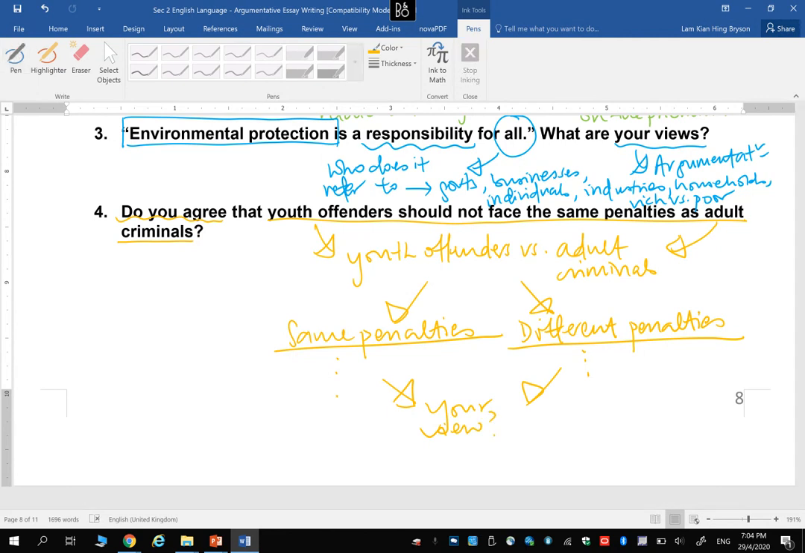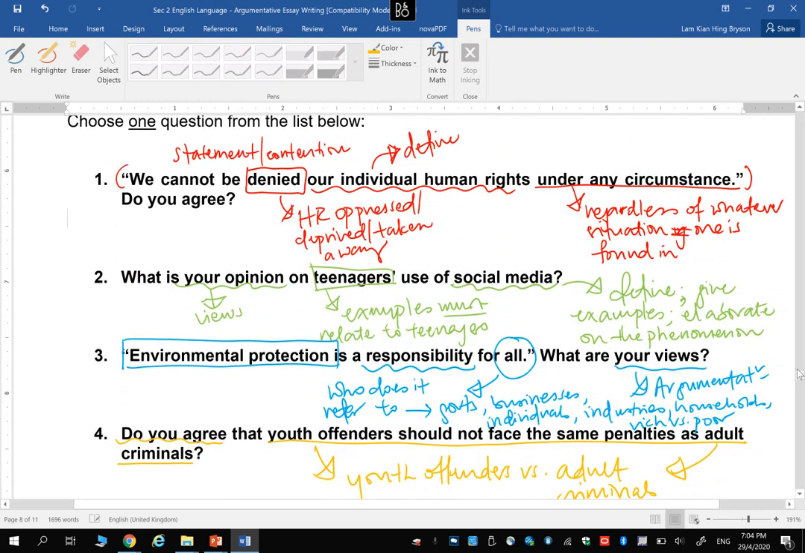Okay. All right. Now, so as you can see in this question analysis, there are words over here that you must pay attention to. You must be very careful. All right. You must have a very clear idea. Okay. For example, when it comes to under any circumstance, is it in all situations? When it comes to, for example, individual human rights, are all human rights the same? Okay, so does it mean that we cannot be denied our basic human rights, or we cannot be denied some of our human rights, but others can, there can be some kind of compromise?